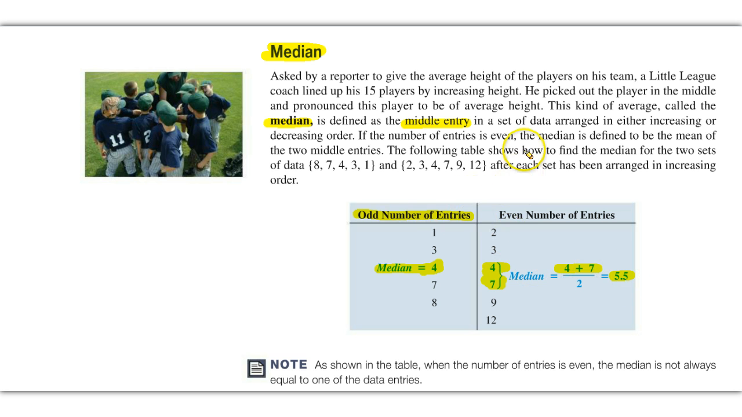All right, so nicely explained here to give you the vocabulary and the background. If we have odd, we just pick out the middle entry. If they're even, again, you have to put them in order first. Then you find the 2 that are in the middle, add them together, divide by 2.